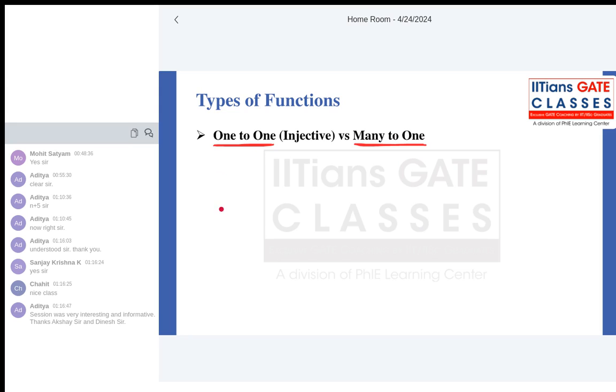As the name suggests, if there are two sets, and let's say there are three elements, and each element maps from set P to set Q, but one element in set P should map only to one element in Q, and that should be distinct. So that is called one-to-one or injective. This is also a synonym. I have seen some questions where they directly say that f of x is an injective function, and many times if you don't know, then you get confused.